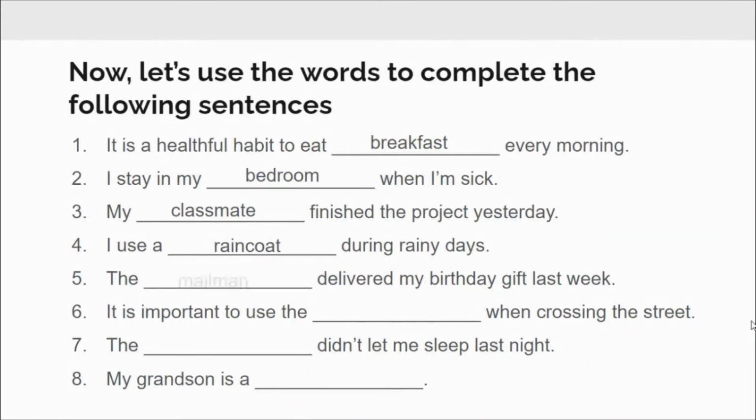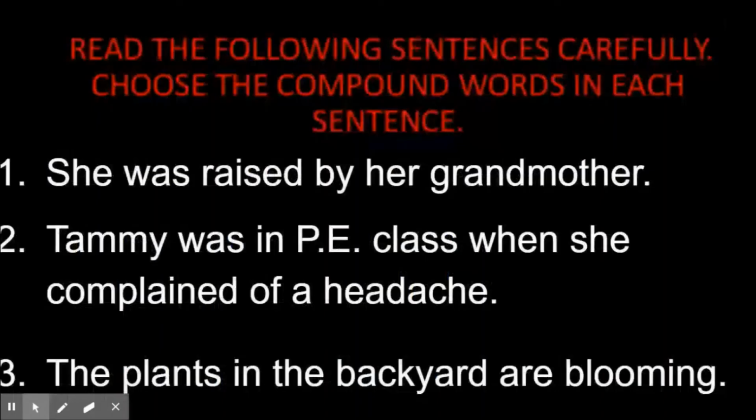The mailman delivered my birthday gift last week. It is important to use the crosswalk when crossing the street. The moonlight didn't let me sleep last night. Lastly, my grandson is a sweetheart. Well done.